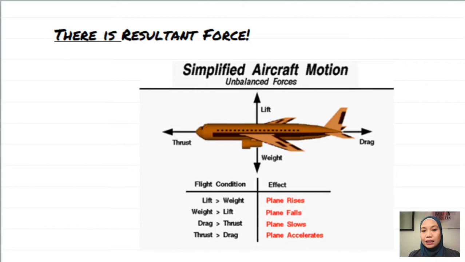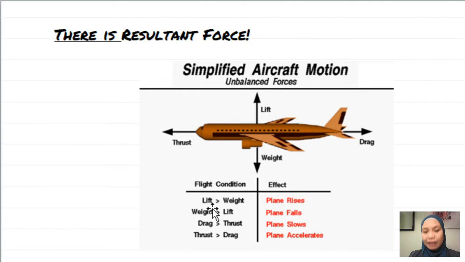For example, there is a plane and it does not stay in equilibrium. So it is an unbalanced force. We know that the aeroplane has four forces acting on it. The first one is thrust to the left for this example, and drag to the right, lift upward and weight downward towards the gravity. Alright, for the flight condition, if lift is higher than weight, the plane rises.